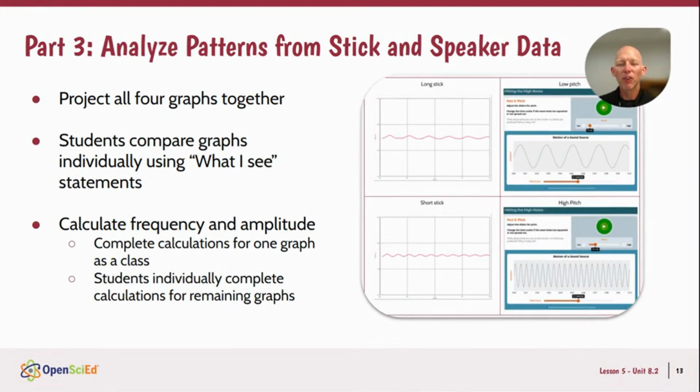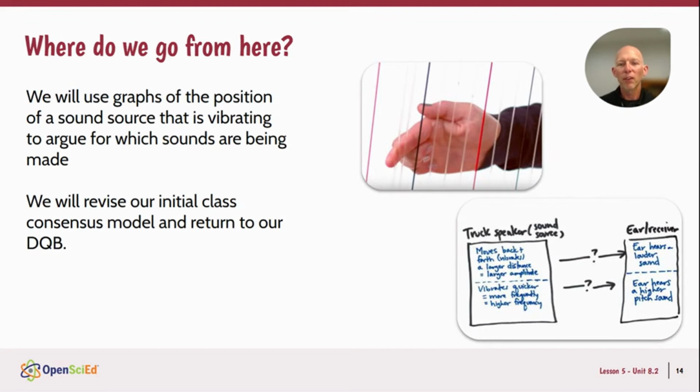Then in part three, we're just analyzing patterns we noticed from the data we collected. Project all 4 graphs together. Have students compare the graphs individually using what I see statements. And then have them calculate frequency and amplitude for each of the graphs. You'll have to walk through one graph together as a class, but then they can individually complete the calculations for the remaining graphs. So we figured out a ton in the last couple lessons about how different vibrations can produce different volume sounds or different pitch sounds.